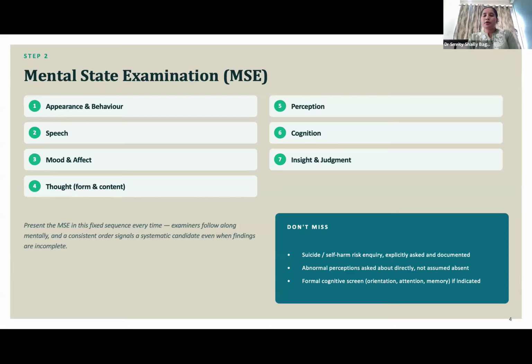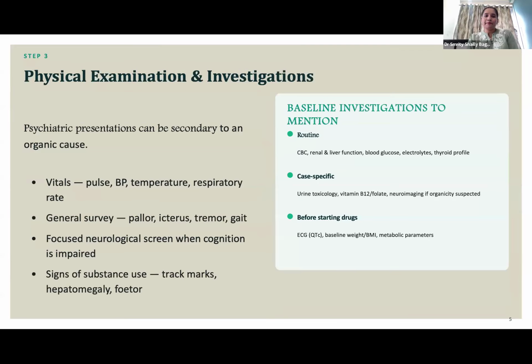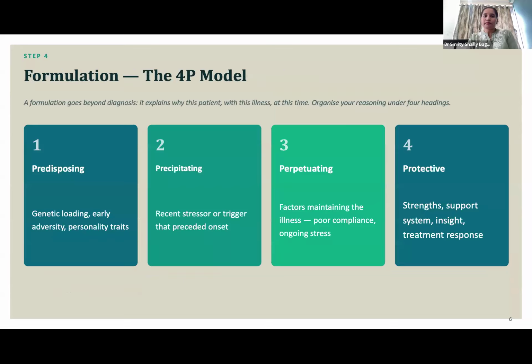Then in thought, all the four components of form, content, stream, and possession, and then perception about the deceptions and the distortions, and the cognitive areas of attention, orientation, memory, and then the insight and judgment. Coming to the physical examination, you should take the vitals, pulse, BP, temperature, and also have a general inspection of pallor, icterus, and whether any tremors or any gait disturbances are present.